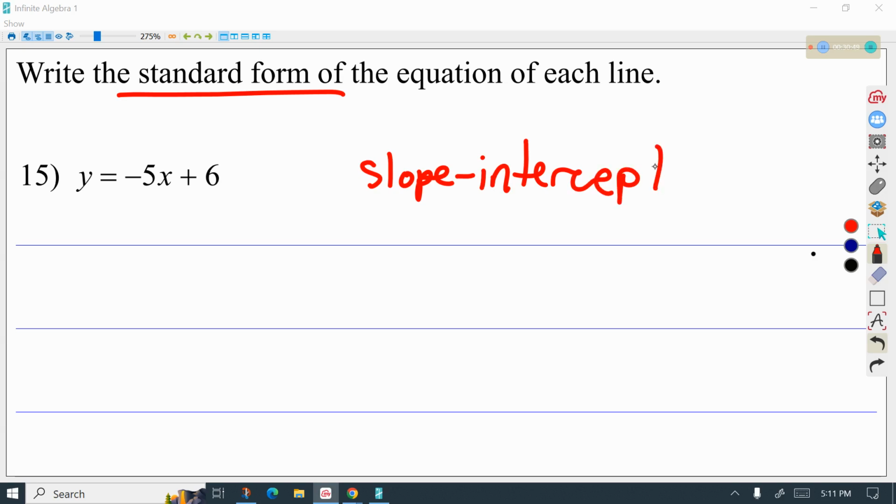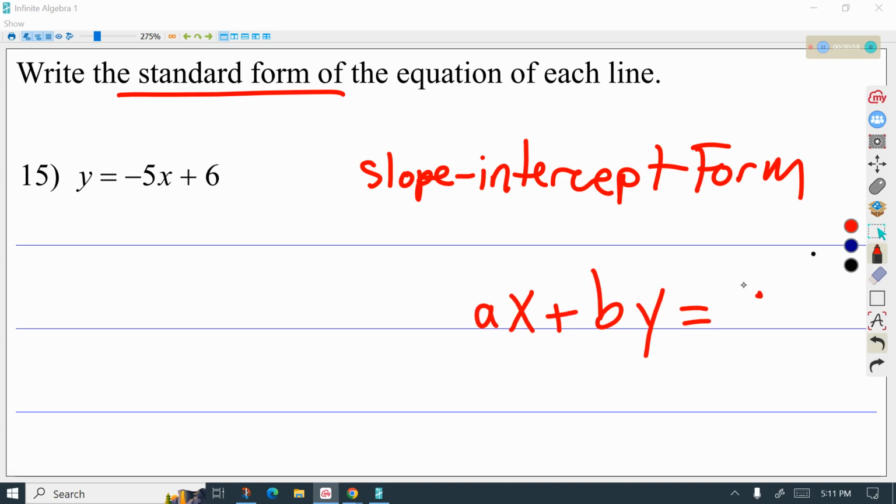So this is slope-intercept form, and I want to write it in standard form. Again, standard form was the one where we have a times x plus b times y equals c, okay? And so the problem is that I want the a and the x and the y on the same side, right? Notice I got the x and y on different sides. So what I'm going to do is move that negative 5x to the other side, but that means I'd have to make it positive, right?